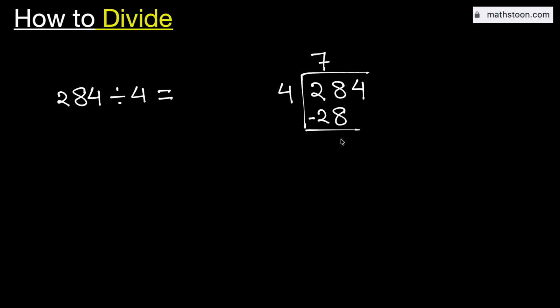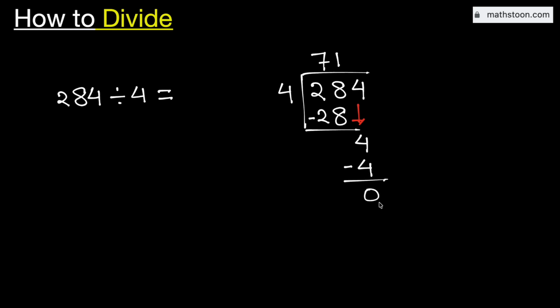Subtract, we get 0. Now see that this 0 is also less than 4. That is why we will bring down this number 4 here. Now see that this is the number 4. So we will remove this 0. And we know that 4 times 1 is 4. Subtract, we get a 0.